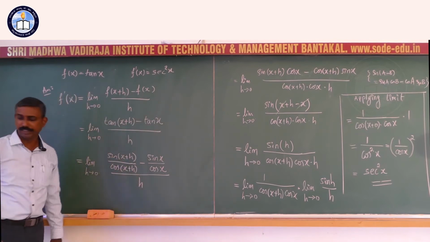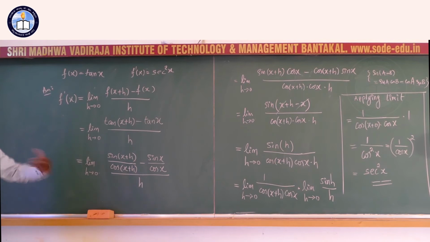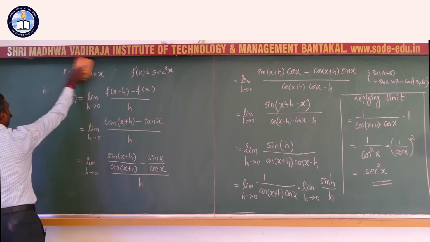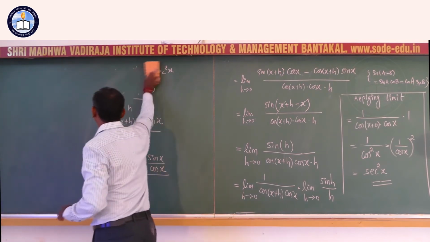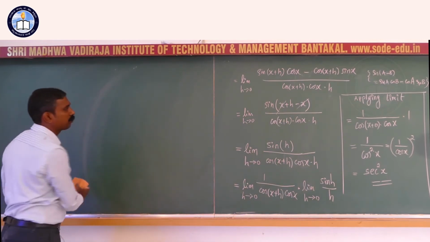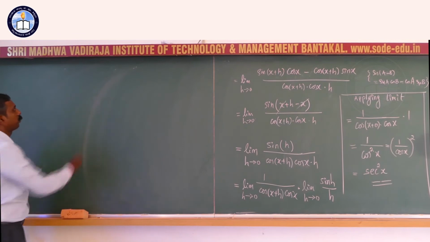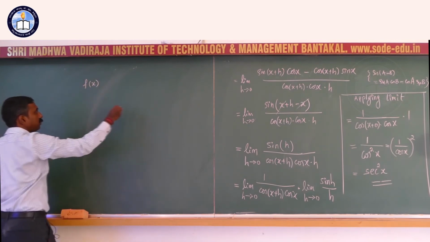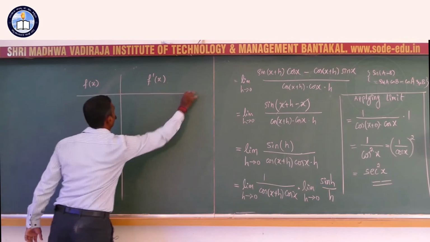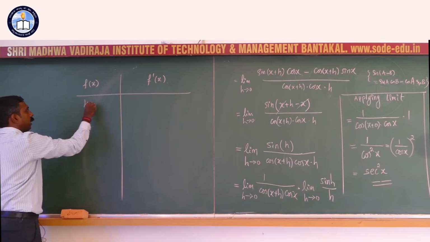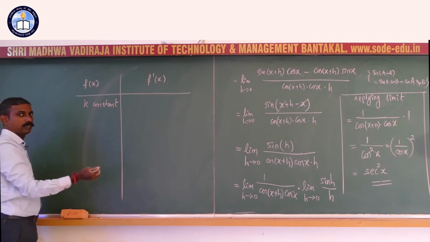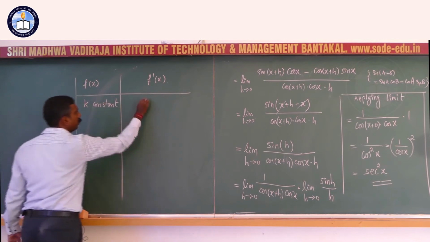So this way we can compute the derivative of every trigonometric function. Okay, now let us make a small list of this because it will be helpful to remember these standard derivatives. So let us make a small table, f of x versus f dash of x. Okay, f of x is k, a constant. What is f dash of x? F dash of x will be 0.